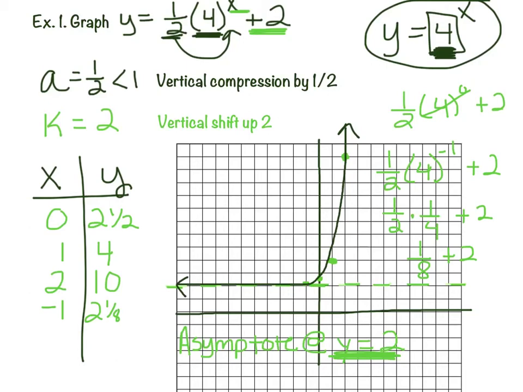And then tell me the domain and range. So the domain of this, we could plug in any x we wanted. It goes from -infinity to +infinity. And then our range, the lowest value is 2, but it doesn't touch it, so non-inclusive, going up to infinity.